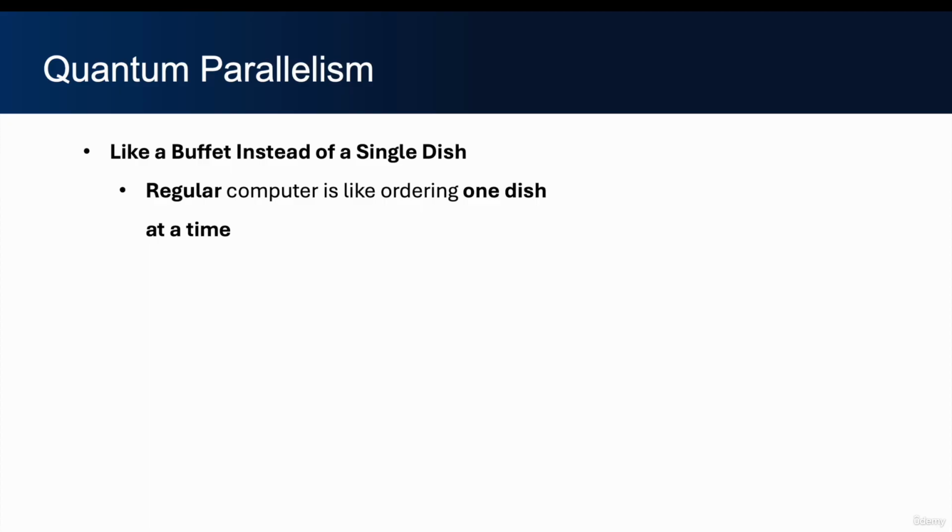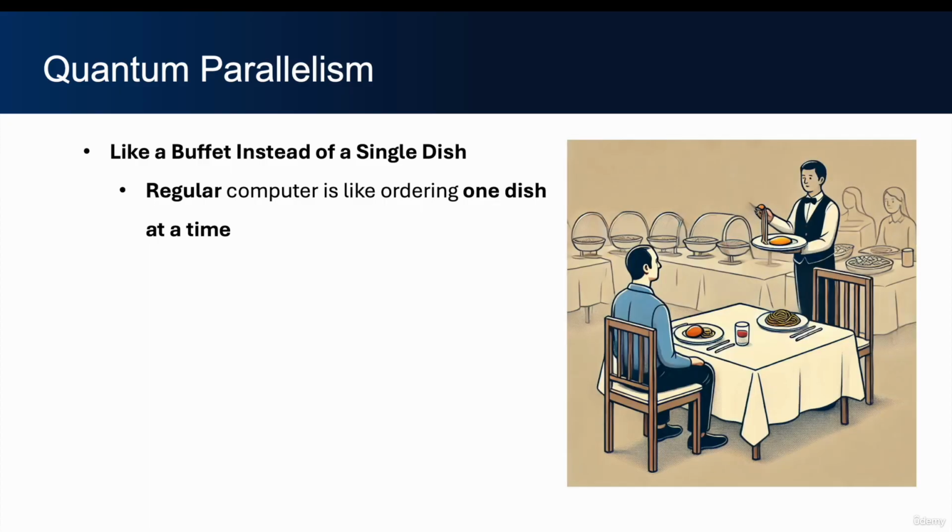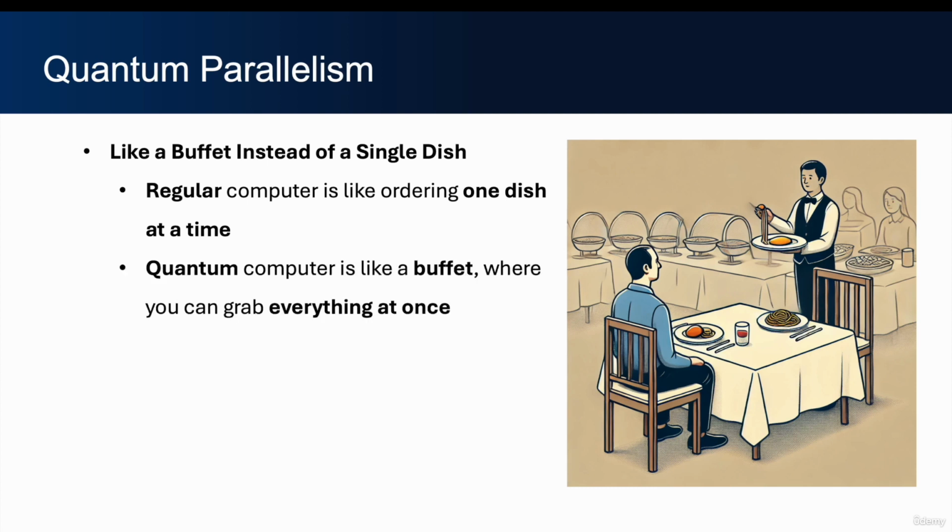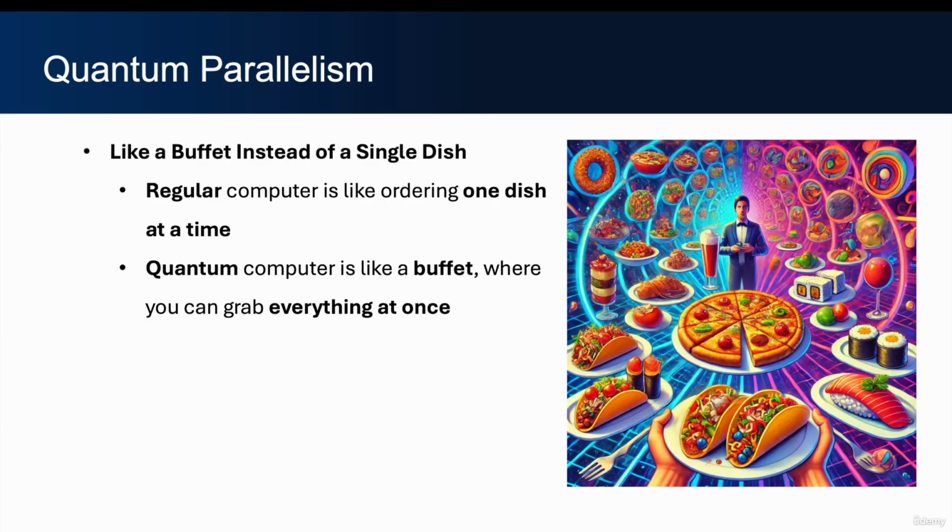Next, let's talk about quantum parallelism, which is like a buffet instead of a single dish. A regular computer is like ordering one dish at a time. You pick a pizza, wait for it, eat it, then order another dish. A quantum computer is like a buffet where you can grab everything at once, be it pizza, be it sushi, be it tacos, pasta, anything, all on your plate at the same time. This allows quantum computers to process many calculations at once, making them much faster for certain tasks.